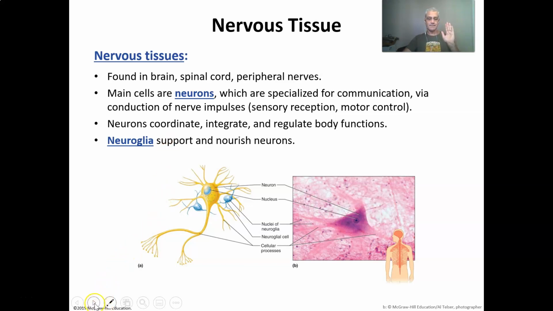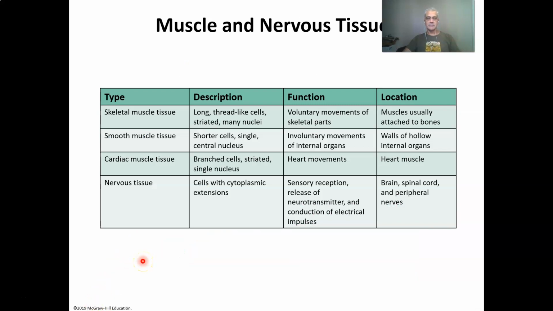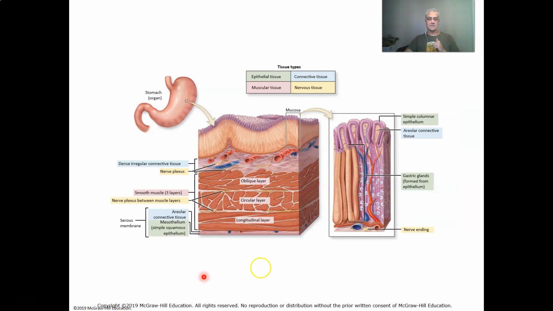Guess what? Here is the summary chart for muscle and nervous tissue. Remember, skeletal muscle, smooth muscle, cardiac muscle. There are some similarities and differences between all of these different types of muscles. Nervous tissue has two kinds, neurons and neuroglia. Here is a picture right out of your book. Really like this picture.